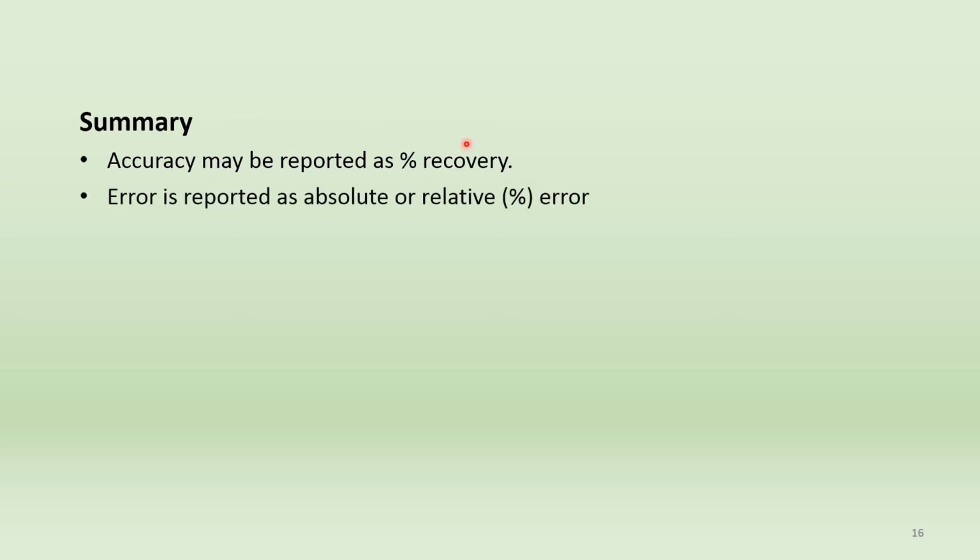Let's summarize what we covered in this video. Accuracy may be reported as % recovery. Error is reported as absolute or relative, that is usually % error. Precision is a measure of repeatability. In the next video, we'll talk about how we actually quantify that.